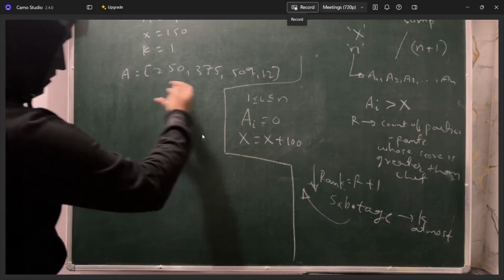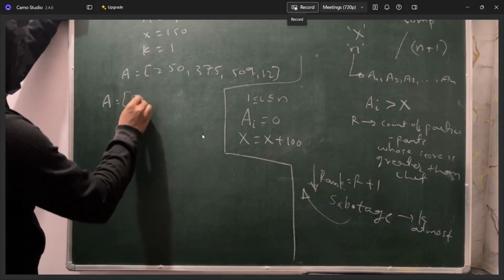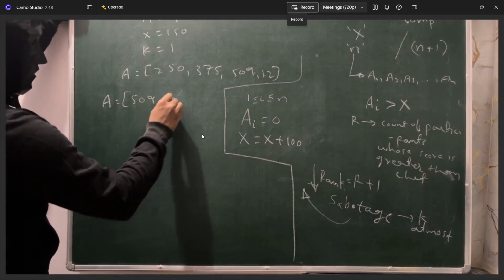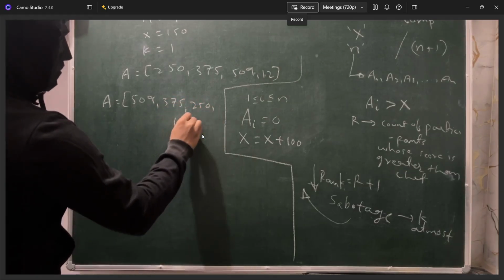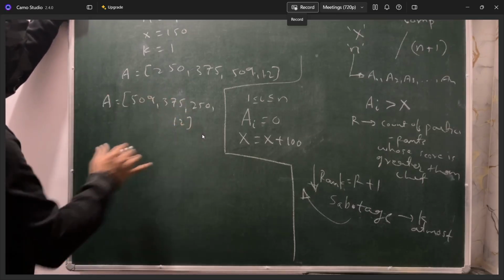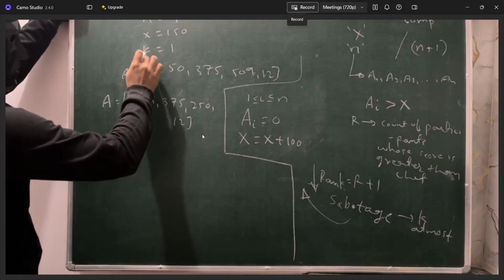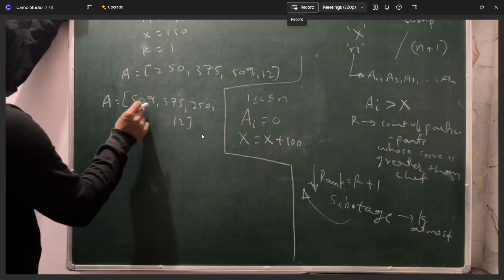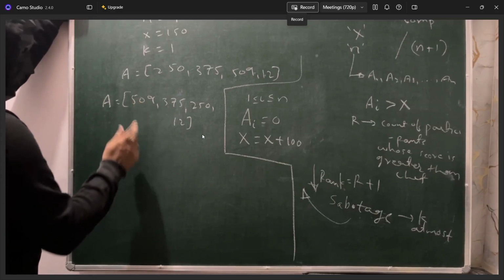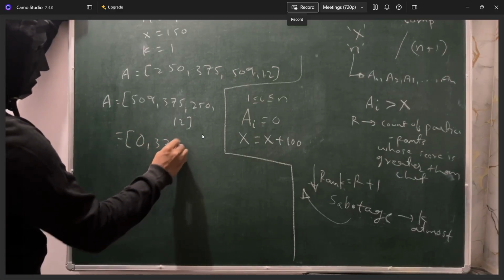So what he will do greedily is sort the array in decreasing order: 509, 375, 250, and then 12 we have. So you have sorted it now. In the problem, they've said you can perform only one sabotage operation. So this is the person whose score you will make 0. When you make his score 0, the other scores remain the same.